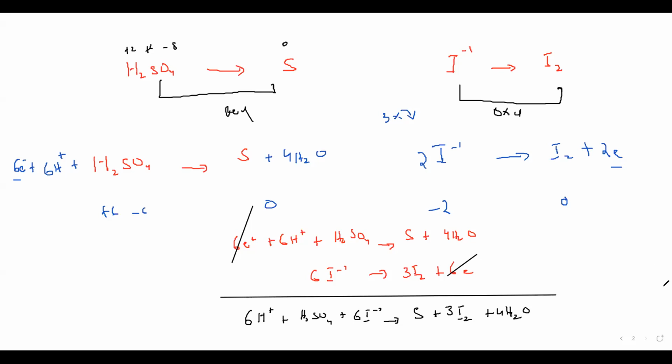Now, how to convert this equation into an alkaline or basic medium. This is balancing a redox equation in acidic medium. For alkaline medium, alkali means OH, so we will add protons.